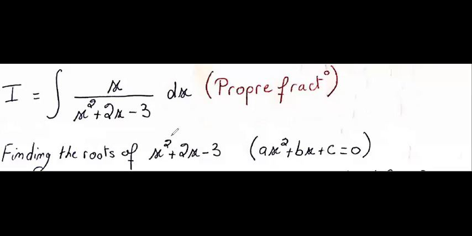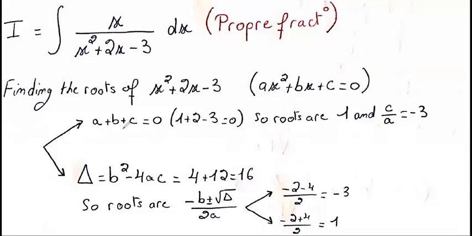So I'm searching for the roots of x squared plus 2x minus 3. It's a second degree polynomial of the form ax squared plus bx plus c. I'm solving this equation equal to 0 in order to find the roots. Here you can find the roots using two methods. If you check here, we have a plus b plus c equals 0 because 1 plus 2 minus 3 is equal to 0. So the roots are 1 and c over a, so 1 and minus 3.